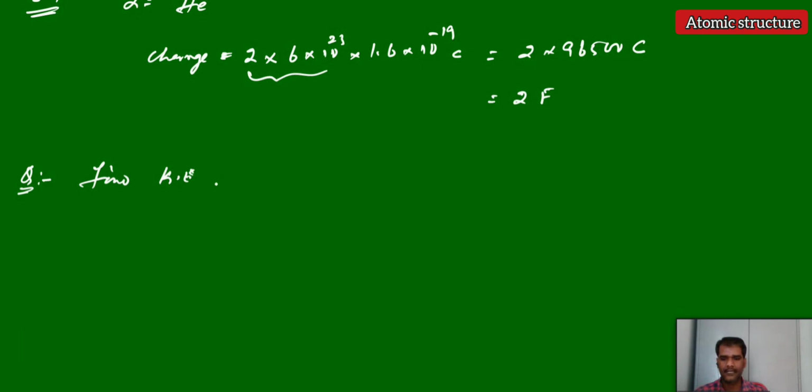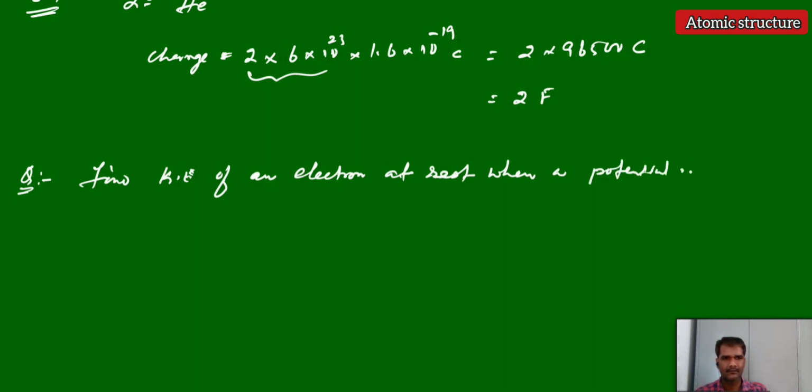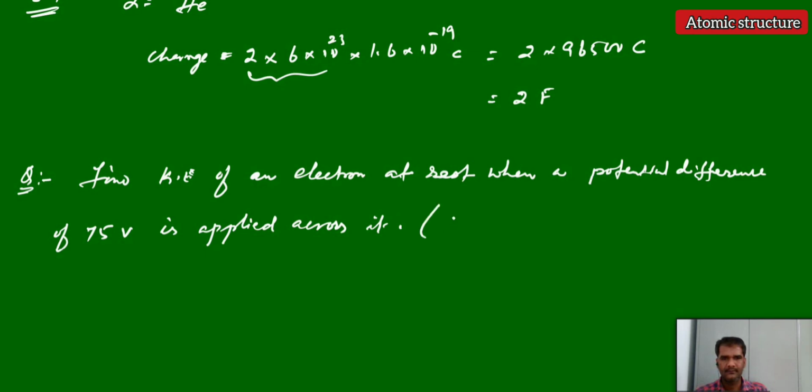Find the kinetic energy of an electron at rest when a potential difference of 75 volt is applied across it, and find the value in terms of joule and kilojoule per mole.